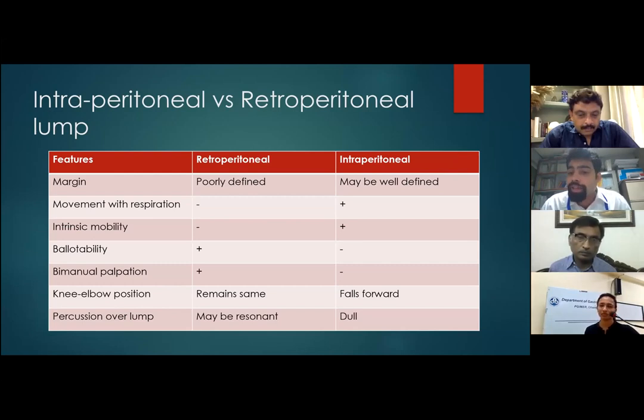Retroperitoneal are usually resonant because there's sometimes small bowel overlying this, and intraperitoneal are usually dull. So again, I would like to emphasize these are not gospel truths. I have taken these from the SDAS, and you need to consider a number of factors together. Just based on one point, you cannot make a differentiation.